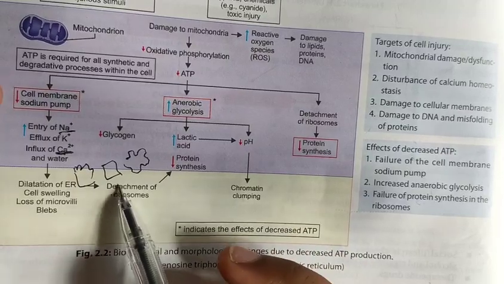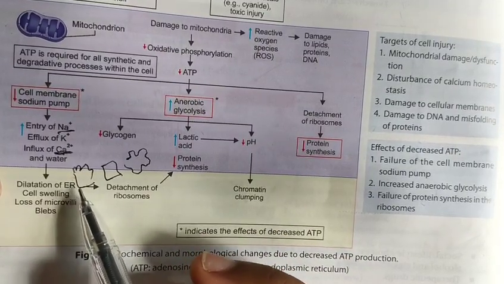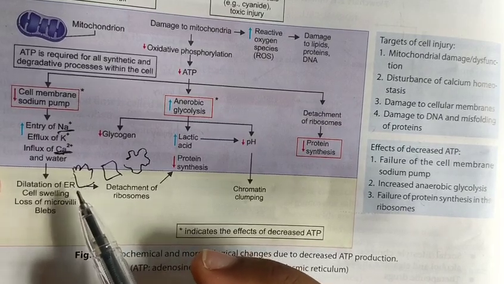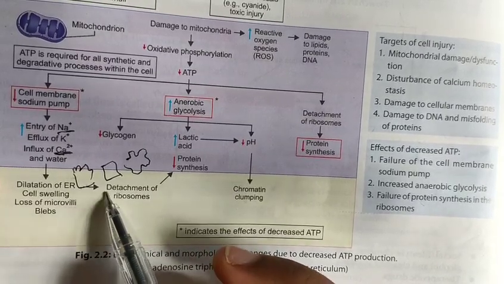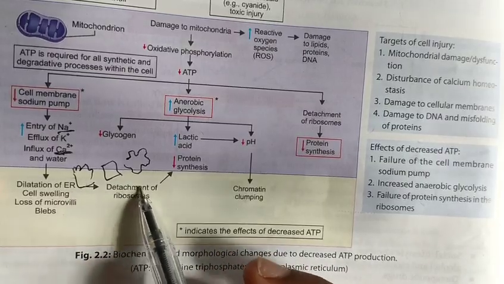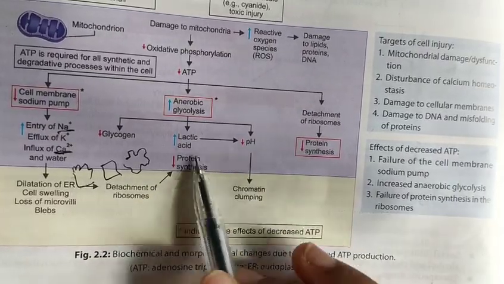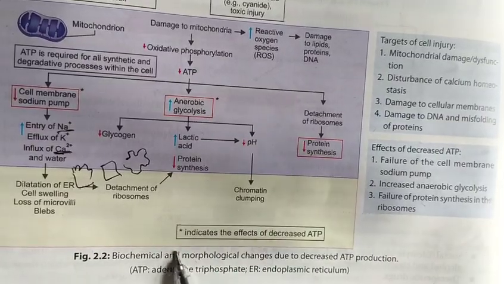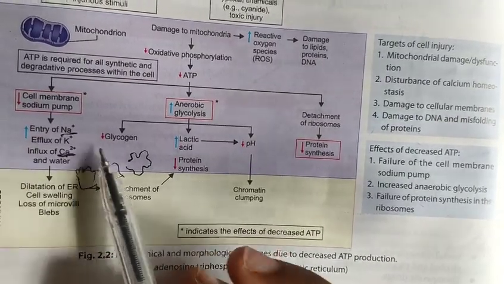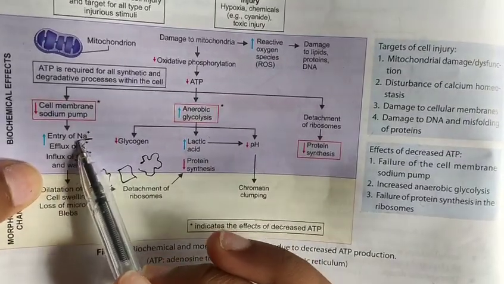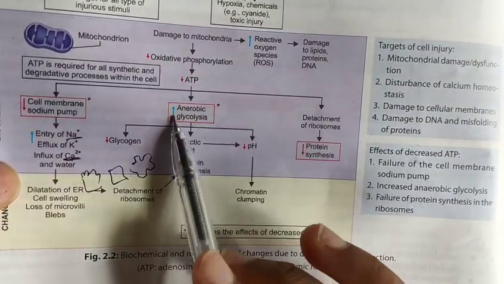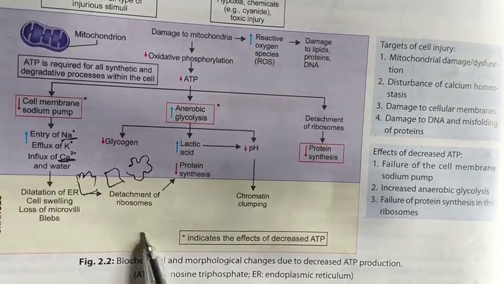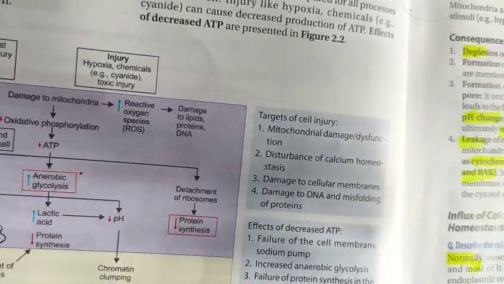Then there will be swelling of the endoplasmic reticulum. In the rough endoplasmic reticulum, ribosomes are attached to the rough endoplasmic reticulum. Ribosomes are responsible for protein synthesis. There will be detachment of the ribosomes from the rough endoplasmic reticulum, so protein synthesis will be decreased. Detachment of ribosomes decreases protein synthesis directly. This indicates the effects of decreased ATP: the entry of sodium, and anaerobic glycolysis. This is the effect of decreased ATP.